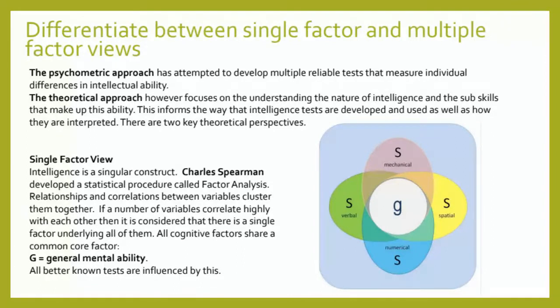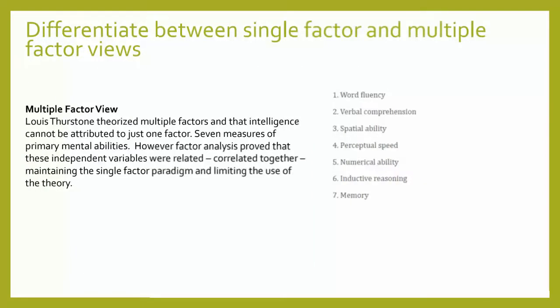So what he did is he said all of these factors actually correlate together highly. They're all very much related to each other. Then he said there's one single factor that underlies them all. And he said all of those factors share a common core factor, which is G. He called it G, and G was our general mental ability. So all of our better known tests are influenced by this. Okay, so the one factor G, the mental ability, is actually made up of a number of factors that all correlate highly together. And so he came up with the G factor.